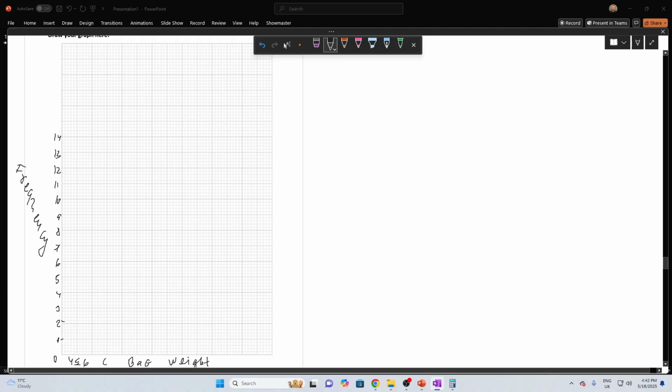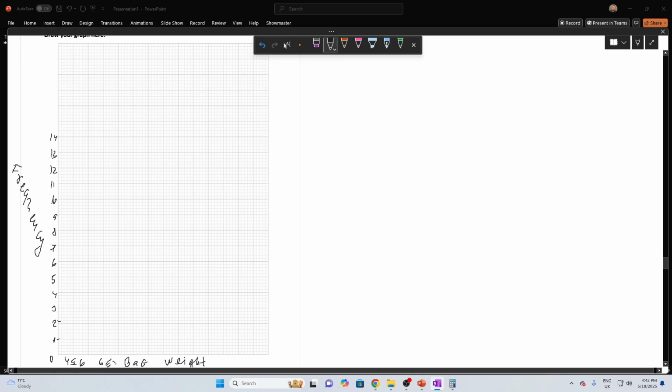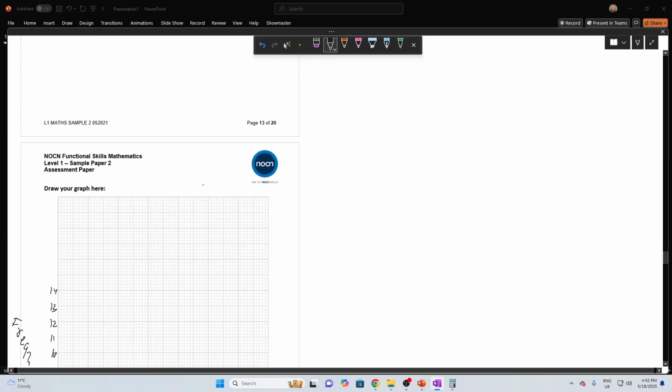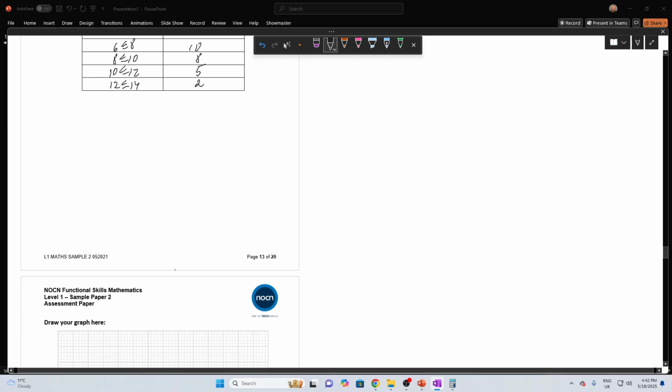Then it's going to be between 6 and 8, and so on. And then you start adding the information from here to your bar chart.